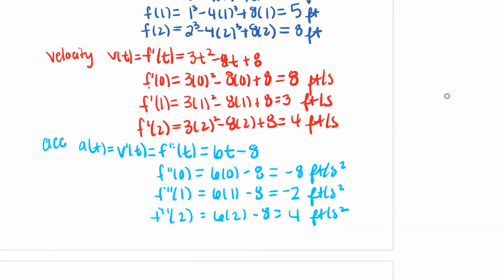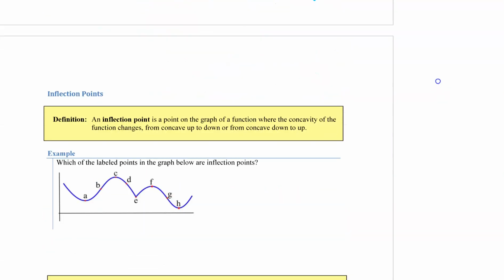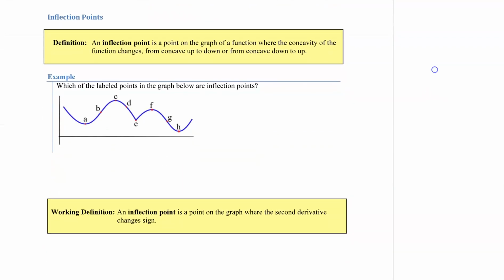Now, as we move into the second derivative, we've got to pick up a new vocabulary word, and that vocabulary word is an inflection point. An inflection point is a point on the graph of a function where the concavity of the function changes. So that's going to be where it changes from concave up to down, or from concave down to up.